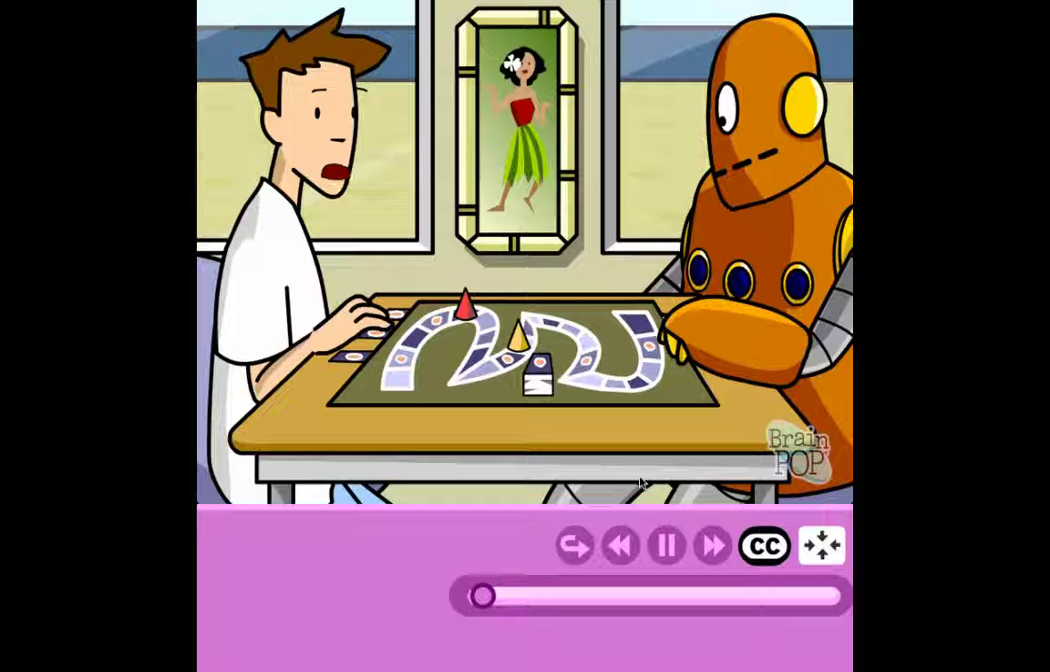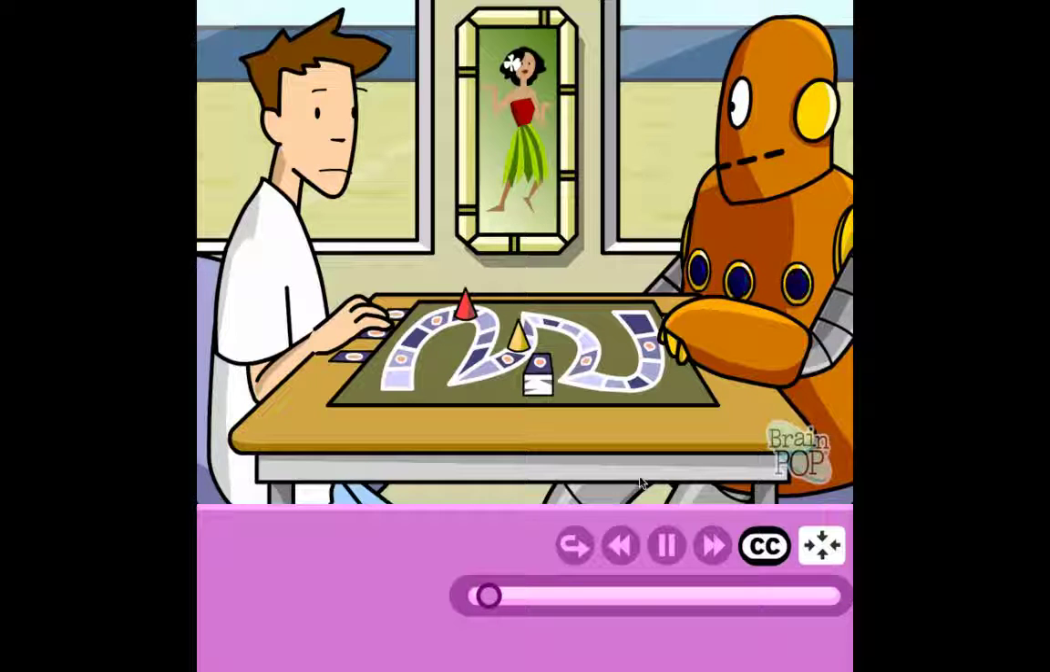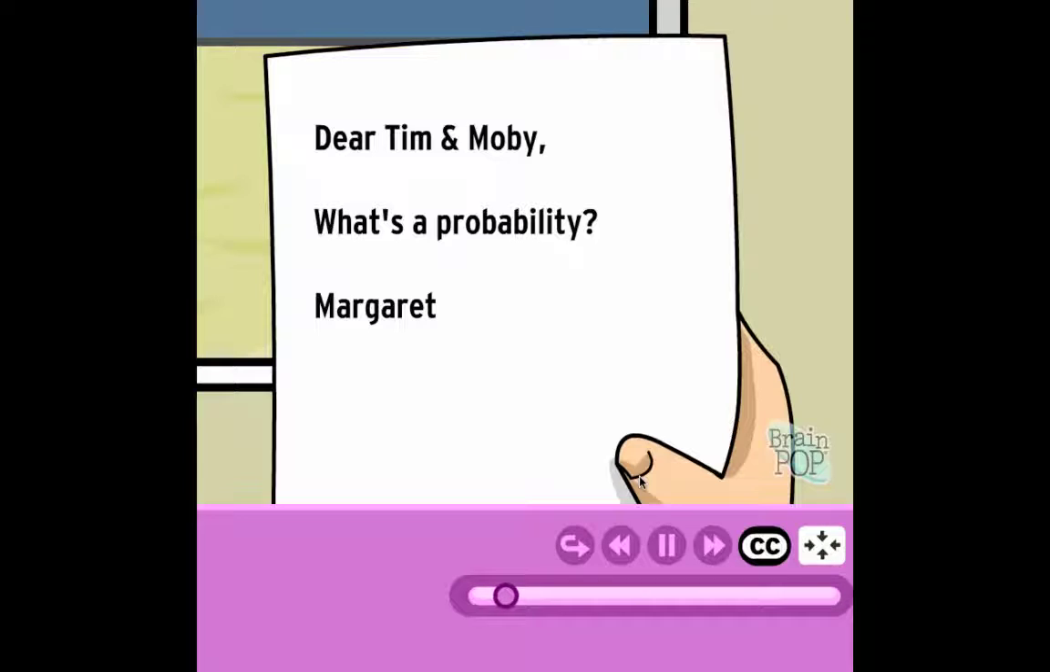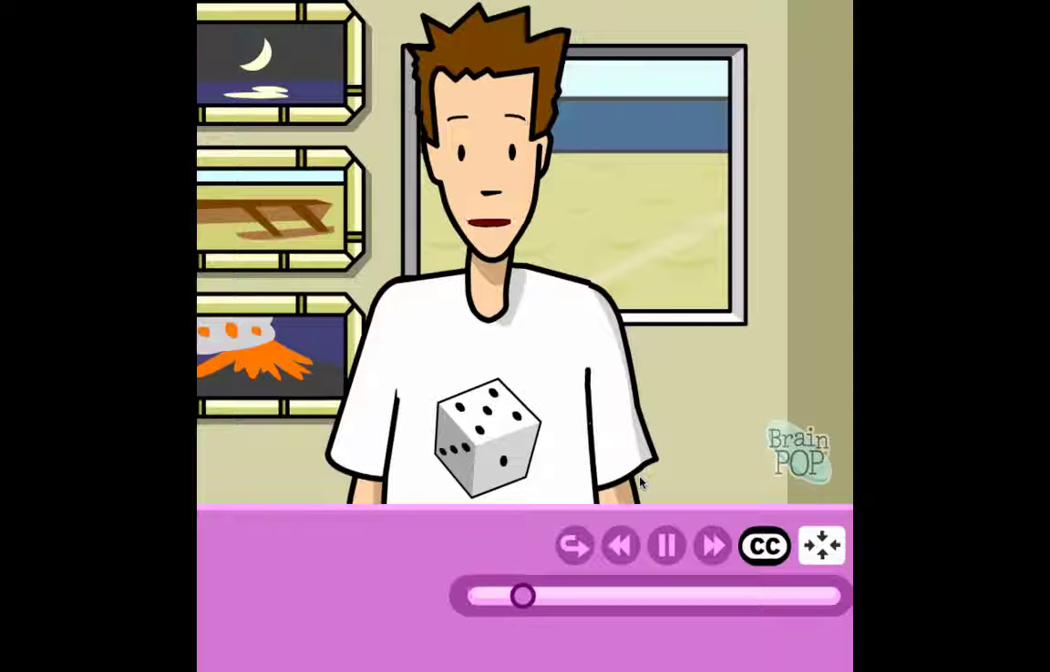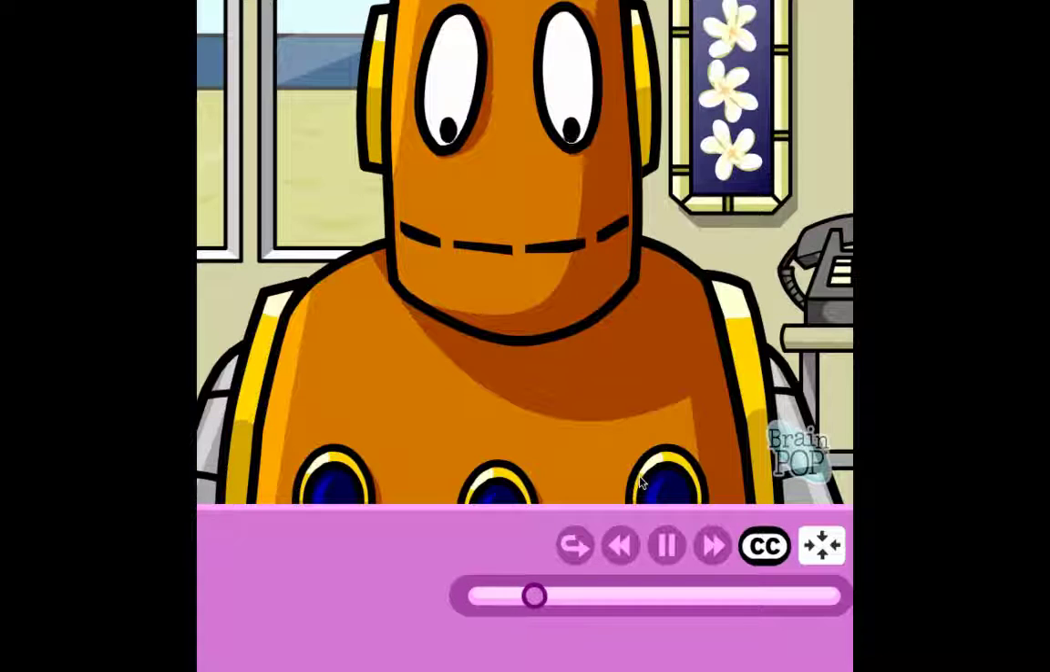You can't roll again. You didn't get doubles. No, you didn't. You're about to lose. You're stalling. Dear Tim and Bobby, what's a probability? From Margaret. A probability is just the chance that some event will happen. Well, like the chance that I'll roll a 6.